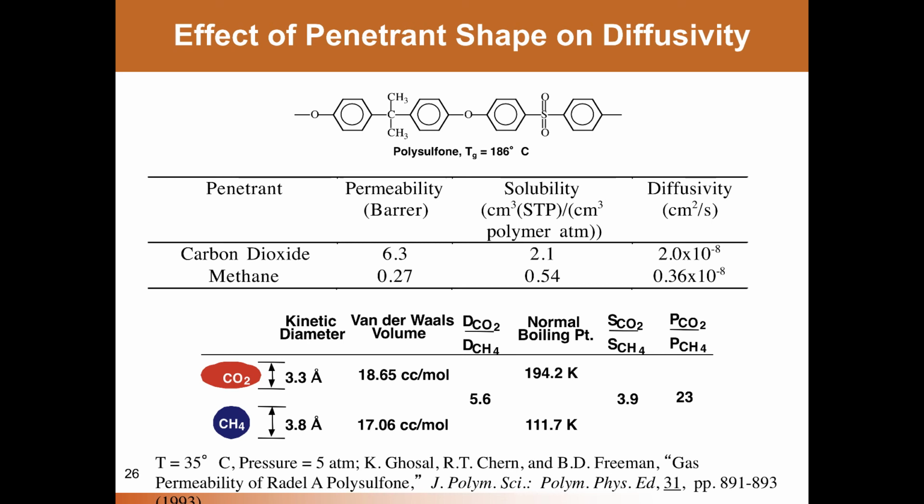Another factor that influences diffusion coefficients is not only the size of a penetrant but also its shape. And that's shown here for the case of CO2 and methane transporting in bisphenol A polysulfone, which is a membrane that's widely used for gas separation. It has a Tg of about 186 C, so at ambient conditions it's a rigid, glassy polymer. Here are the permeability, solubilities, and diffusion coefficients of carbon dioxide and methane in this material.